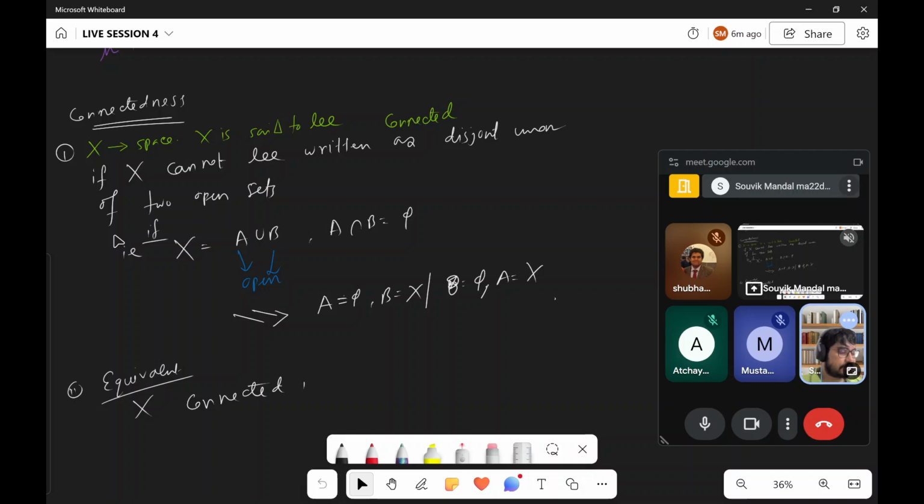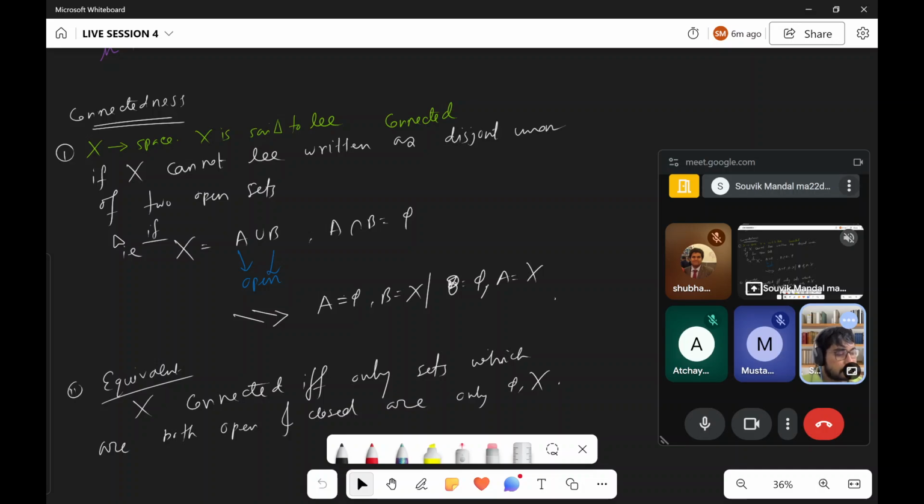X is connected if and only if the only sets which are both open and closed are the empty set and the full space. So the second definition tells that a space is connected if the only sets which are both open and closed are either the full space or the empty set. So that's the definition of connectedness.